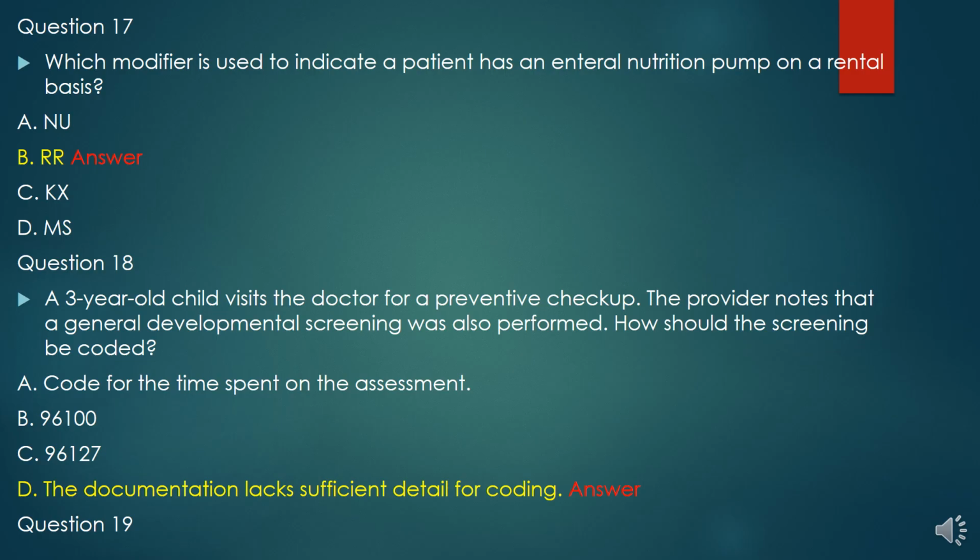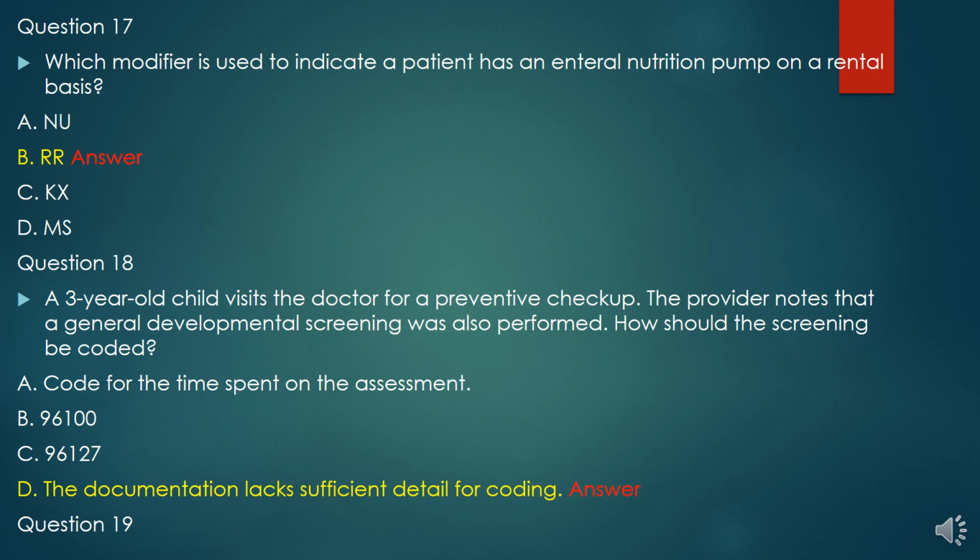Question 18. A 3-year-old child visits the doctor for a preventive checkup. The provider notes that a general developmental screening was also performed. How should the screening be coded? A. Code for the time spent on the assessment. B. 96110. C. 96127. D. The documentation lacks sufficient detail for coding.